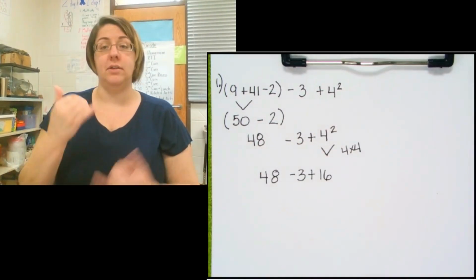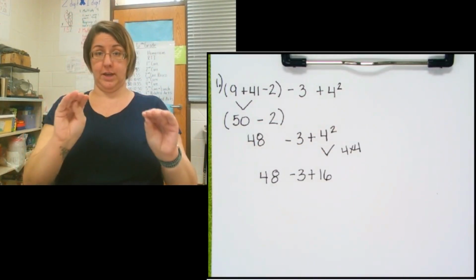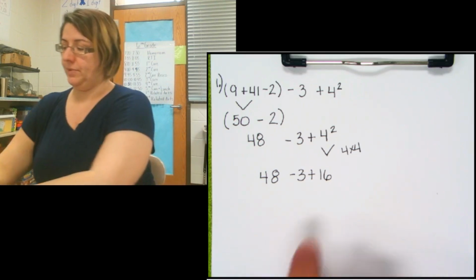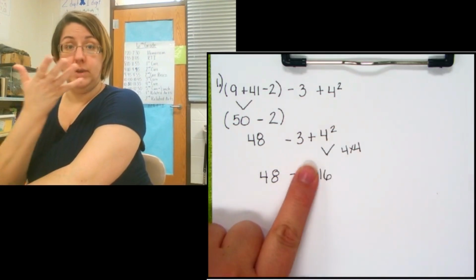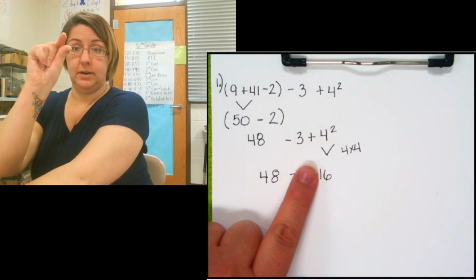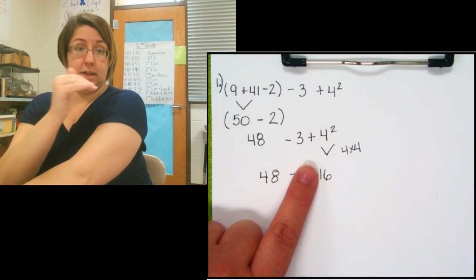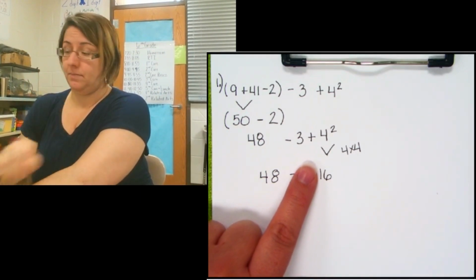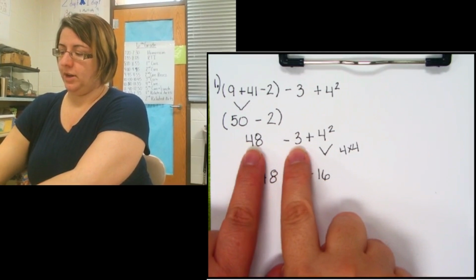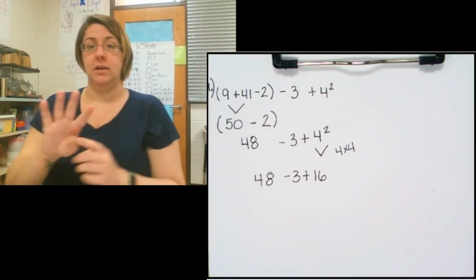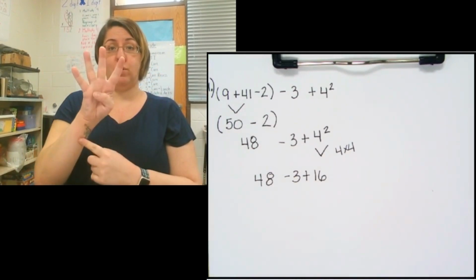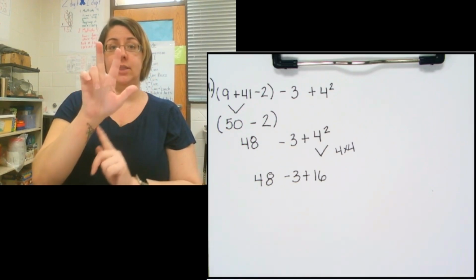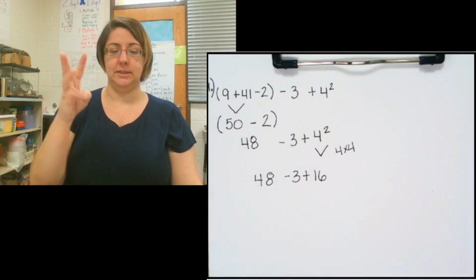Okay, so now we are going to bring down the rest of the problem. We did our exponent. 4 to the second equals what? 16. So then we bring down that. That makes our expression 48 minus 3 plus 16.